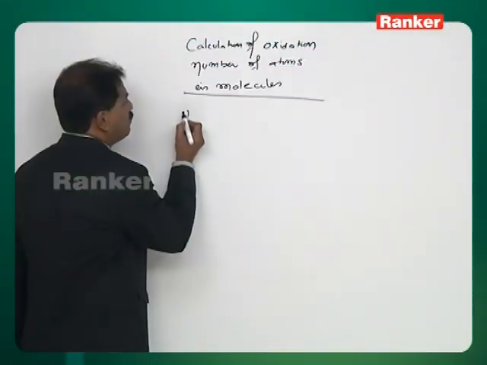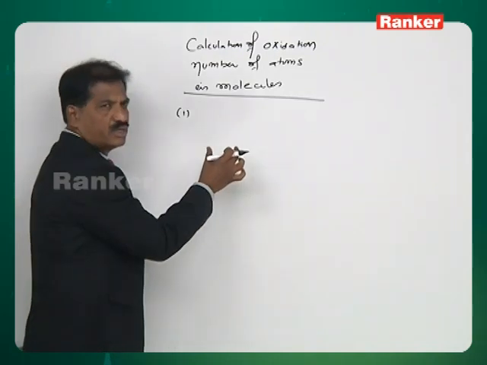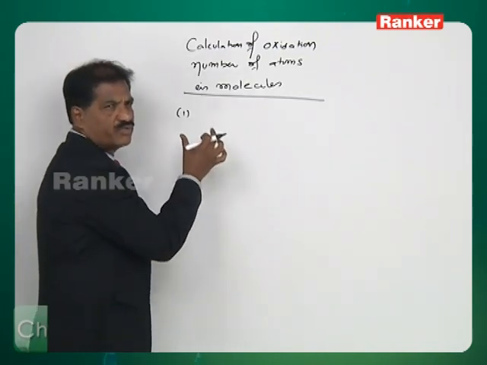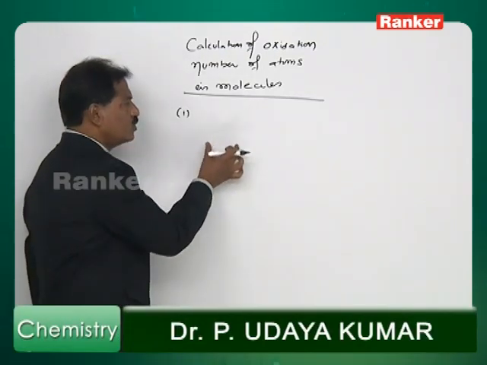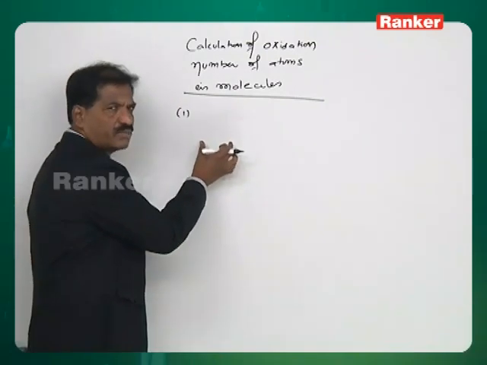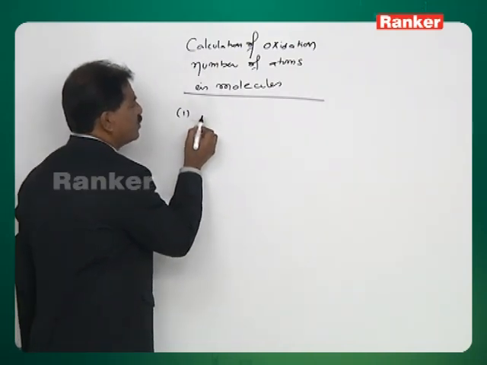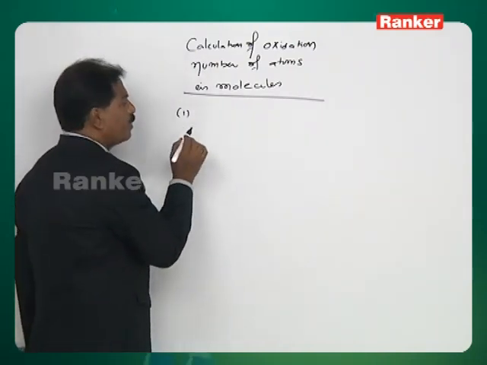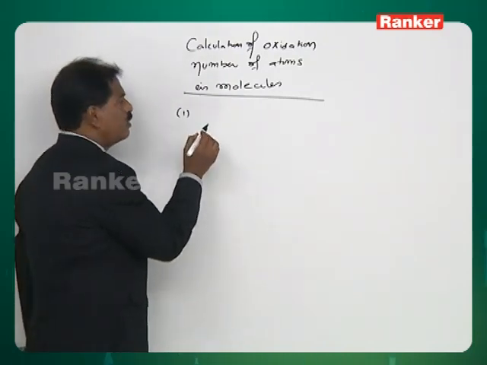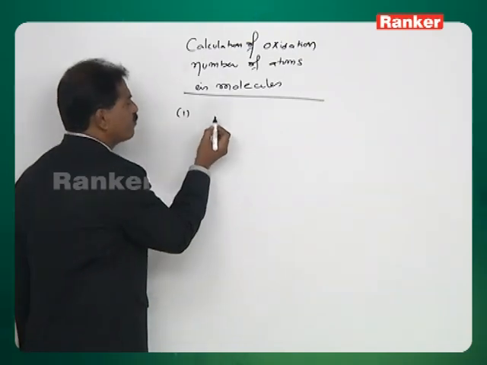For the calculation of oxidation state of the atoms in a molecule, various empirical rules have been framed. Based on those rules, we have to calculate the oxidation number of each and every atom present in the molecule. So first let us discuss the first rule. The first rule explains the oxidation state of the hydrogen atom in various molecules.